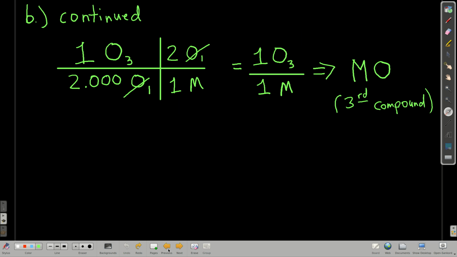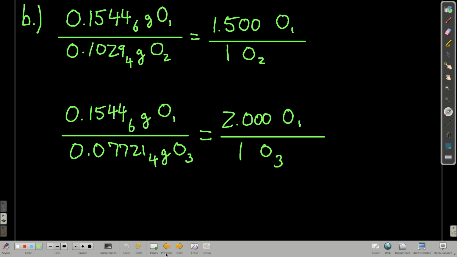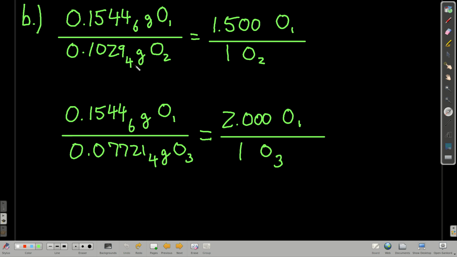One real quick point before we wrap up here. Back here, and even back here, you could have flipped any of these upside down and you would still get the whole ratio. Well, here you have to do it this way to get the 1 gram of metal on the bottom, because that's what we asked for. But here, I can flip these upside down, and you'll get numbers less than 1, and I prefer numbers greater than 1. But it would have worked either way.